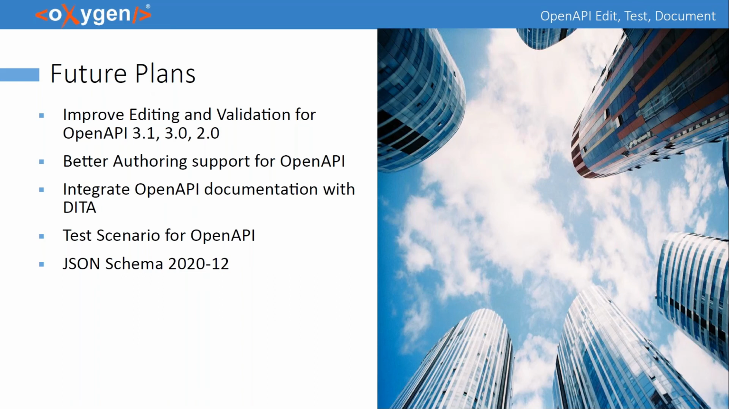Another future plan is to add support for JSON Schema 2012, which is the latest JSON Schema version. And this is fully supported in OpenAPI 3.1. Right now we support JSON Schema draft 4, draft 6, and draft 7. The latest draft is supported in backward compatibility mode as draft 7.